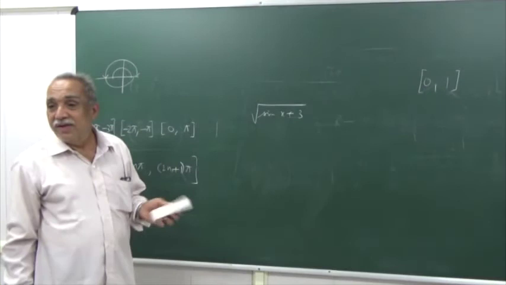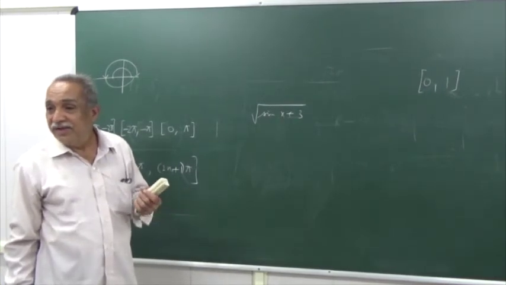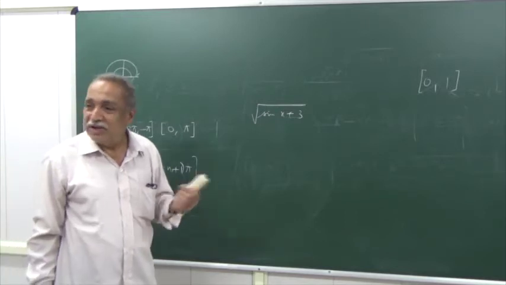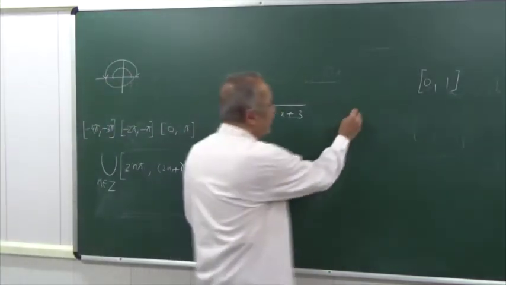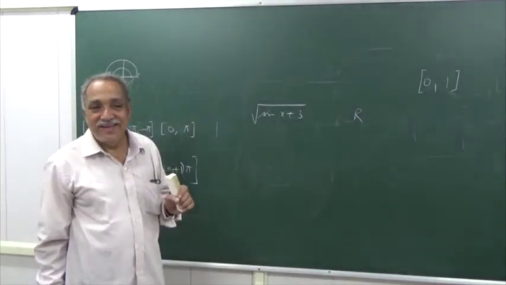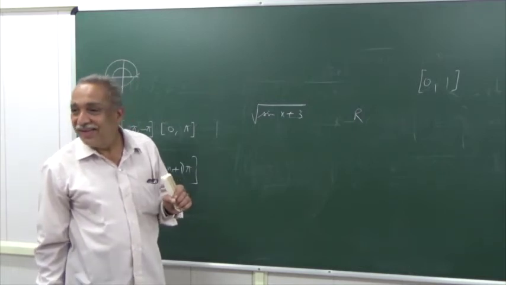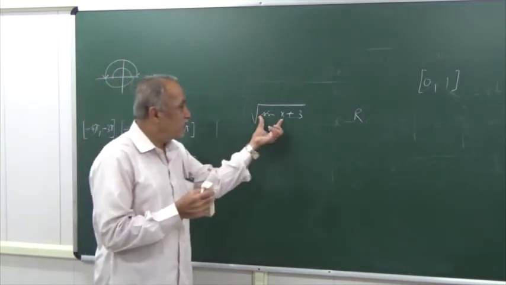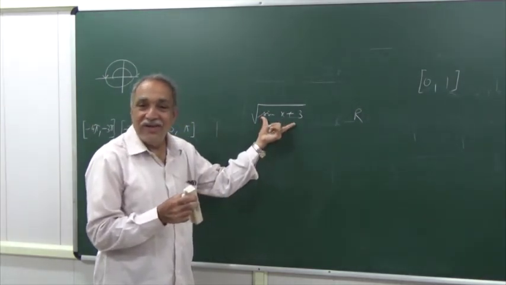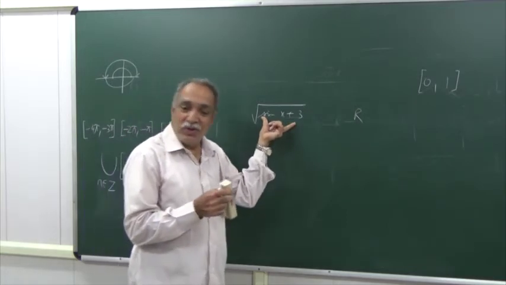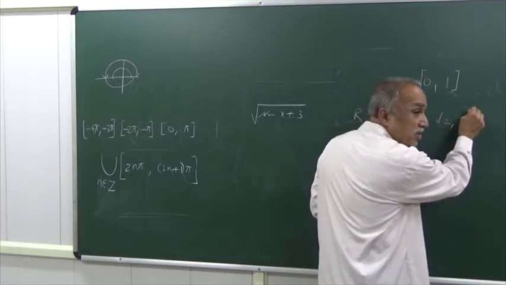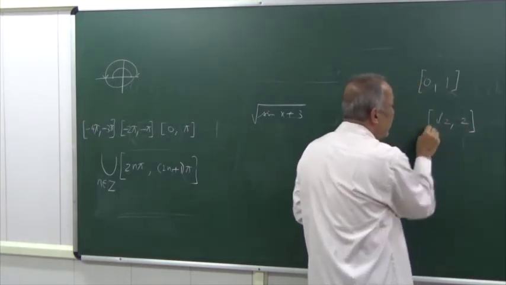Okay. Domain. R, all real numbers. Range. This attains values from -1 to 1, add 3 to it, root 2 to. Are both endpoints attainable? Okay.